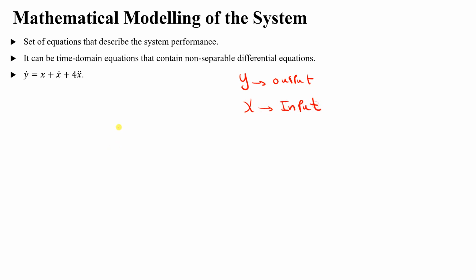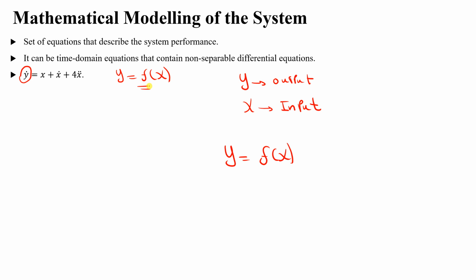Okay, now from this equation here, I would like y as a function of x. I would like y on one side equal to x, okay? But you will see that we have here a differentiation of y dot equal to x plus x dot plus 4x double dot. And we can even have more complicated equations than this. So let's assume that this equation is non-separable. I cannot make y equal to a function of x. So what can we do in this case?